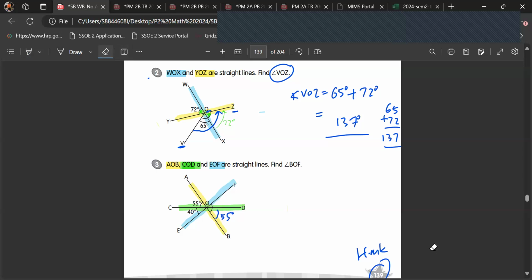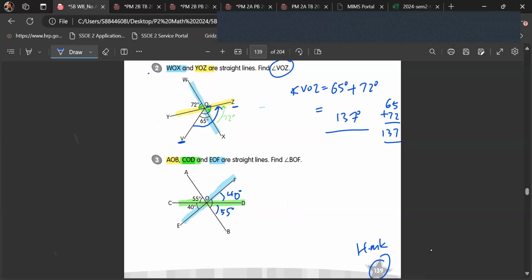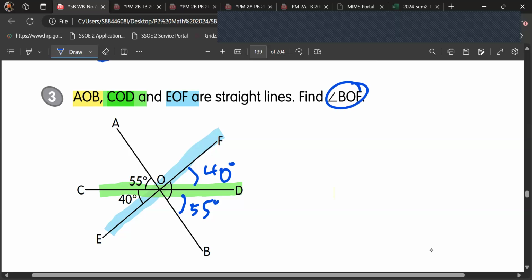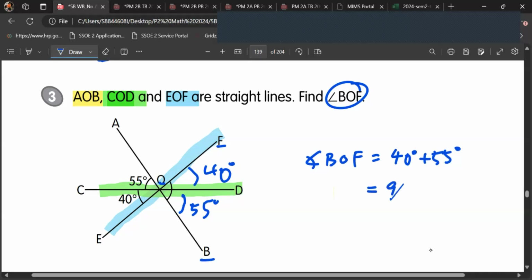If I remove the yellow one, then you can see the blue and green lines. And this is 40 degrees. So for BOF, B to O to F, angle BOF equals 40 degrees plus 55 degrees because of the vertically opposite angle. Manageable? Quite happy, right? Okay, not too difficult.